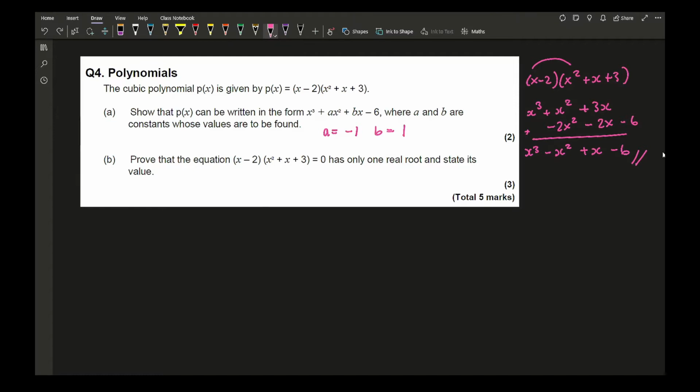So moving on to B, it says prove that the equation only has one real root and state its value. Now if this has one real root, then you can see here that this is our only solution. So the only solution is x equals 2. Now to show it's only got one solution, what I need to do is show that there are no solutions for this quadratic.